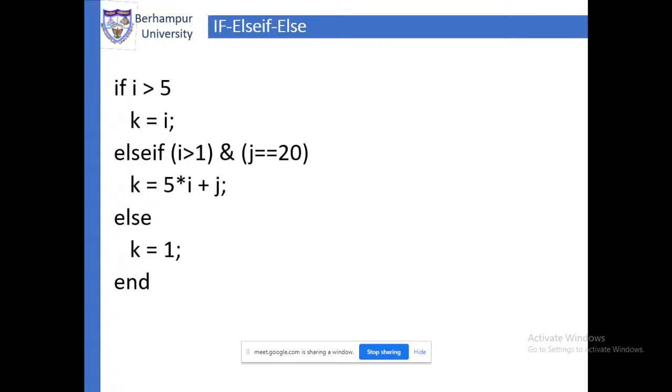So we have shown one example here. In this example, it shows only one else if. You can write else if I greater than 3, then k is equal to 5. Else k is equal to 1. That also you can do.